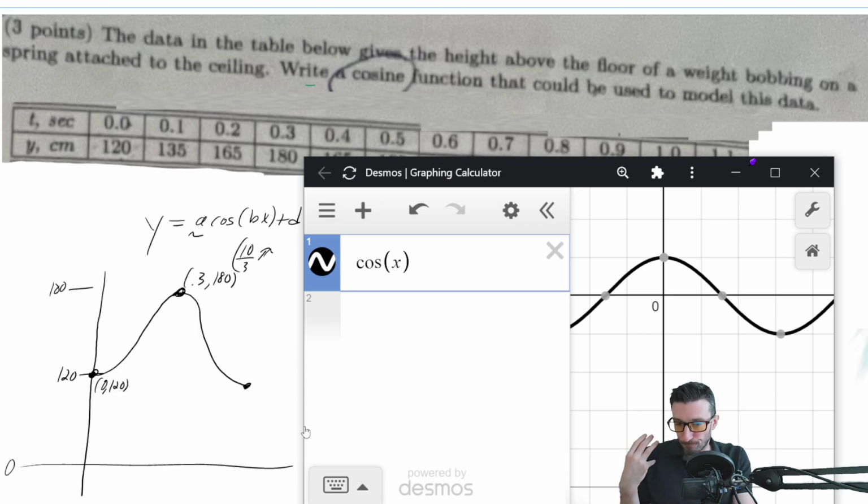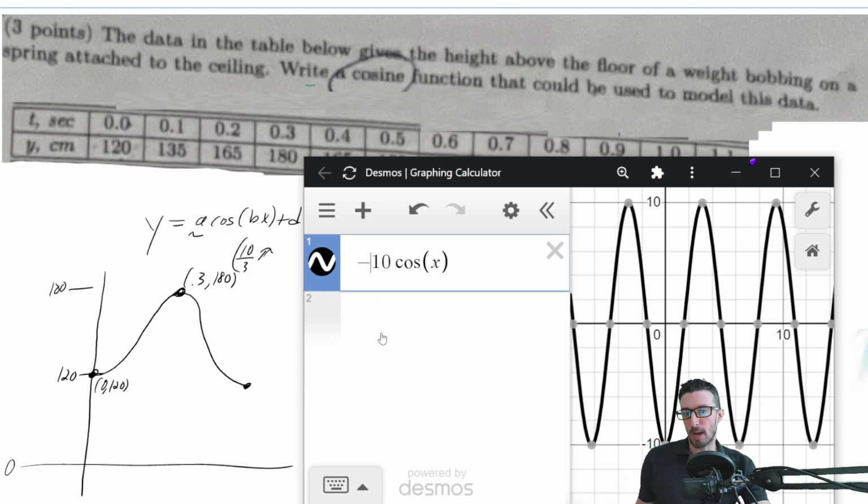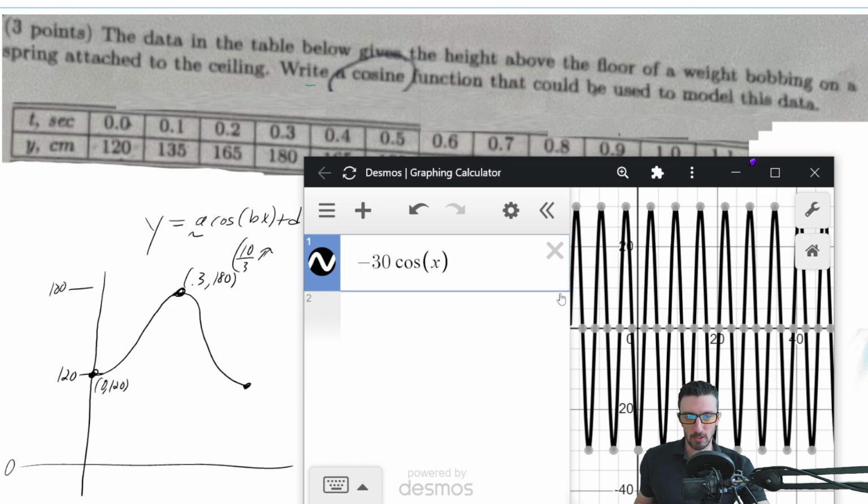So if I had just put only a number in the front here, let's say I put something like 10. Well, it turns out that's just going to get the amplitude to go up to 10, down to negative 10. But if I put a negative 10, now it starts at the bottom. Okay, so ours is going to be a negative 30. And you might notice, okay, that's not really getting us what we want because it's going to bring us up to 30. But we're trying to go all the way up to 180.